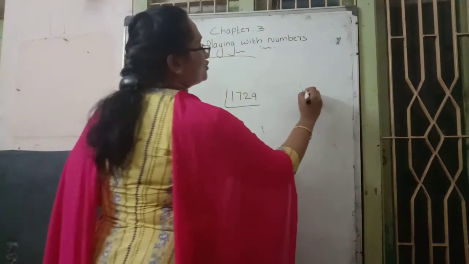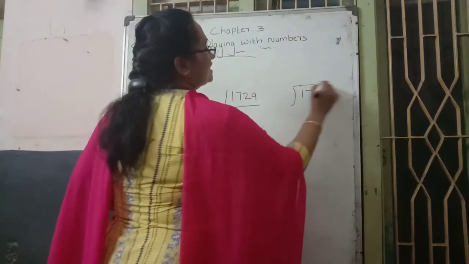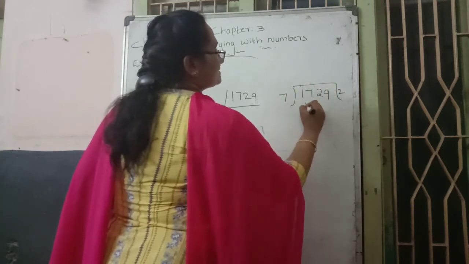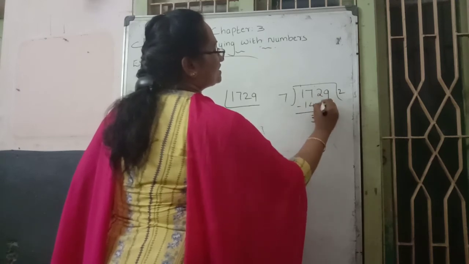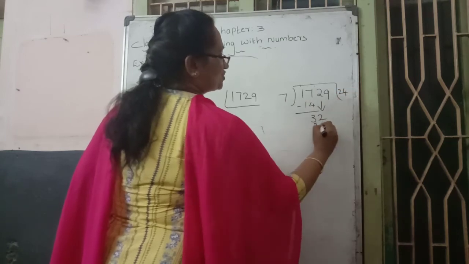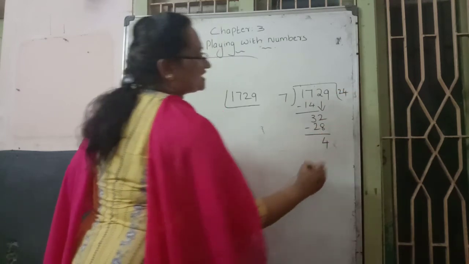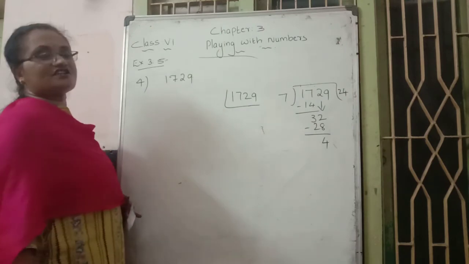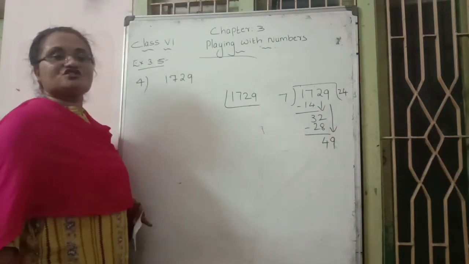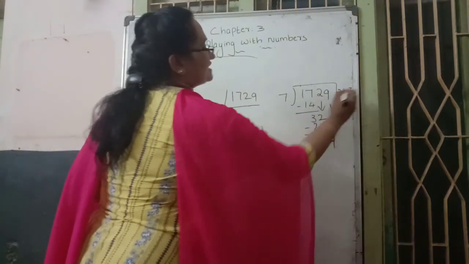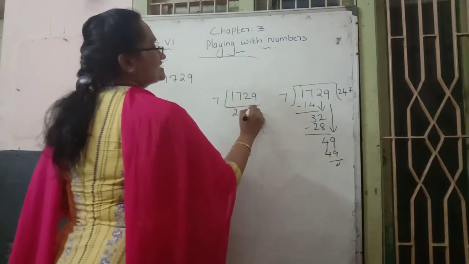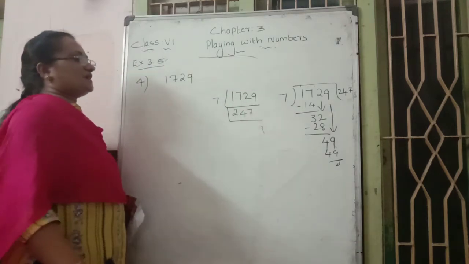Then 7. Is it possible to divide it with 7? Once we can check. 7 table 17 means how many times? 2 times 14, subtraction gives 3. 32 means how many times? 4 times 28. Subtraction, borrow and subtract, 32 minus 28 becomes 4. Next, last number bring down. So 4 changes to 40. 7 table, 7 times 7 is 49. So which answer will come? 247.